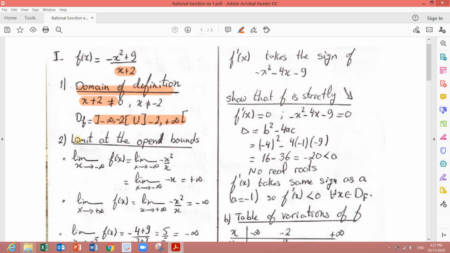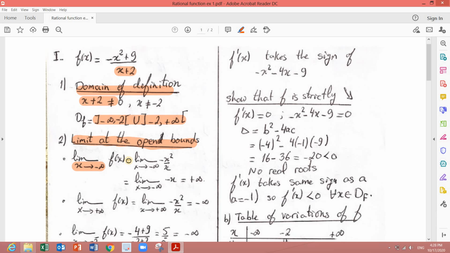Now, second part, we are going to determine the limit at the open bounds of the domain. We have 4 open bounds, which are minus infinity, minus 2 minus, minus 2 plus, and plus infinity.